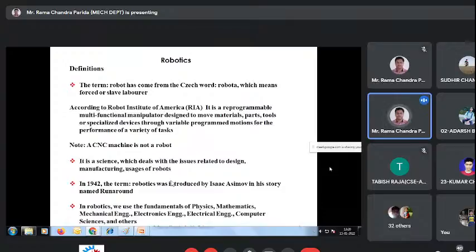Now we will move to module 3. The module 3 contains two parts. One is basic power transmission devices and the other is introduction to robotics. In basic power transmission devices, we will discuss power transmission devices like belt, rope, gear drive. We'll discuss it later, but now we'll start the robotics part, introduction to robotics.